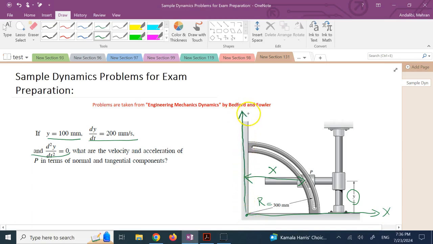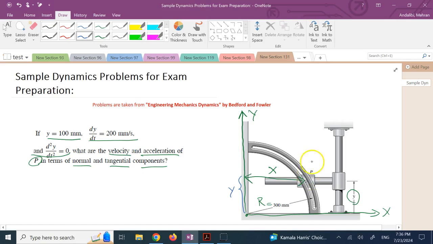And now what is it that you need to find? This is particle kinematics only, because you need to find the velocity and the acceleration of point P in terms of the normal and tangential components. So here you have to use the T and B, or path coordinates, and you have to find velocity and acceleration in terms of those. So here we have to show the frame. Let's say P is here at the moment, and this is that Y of 100.